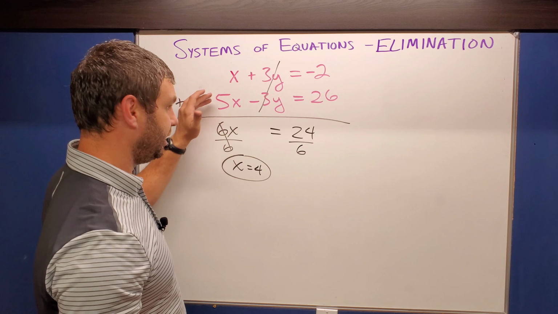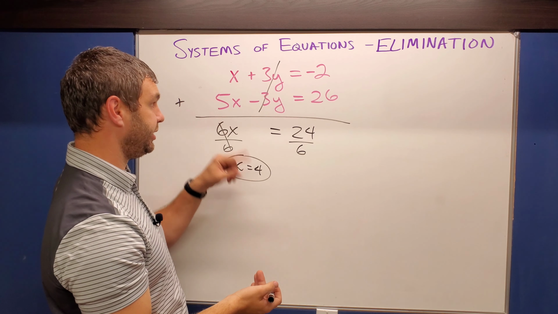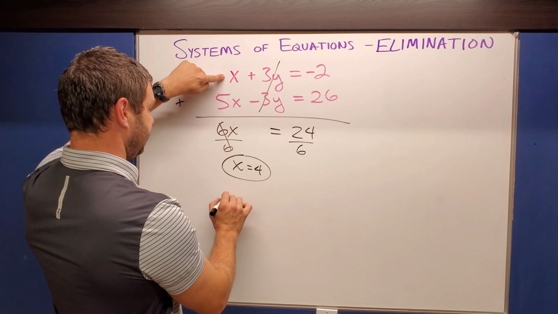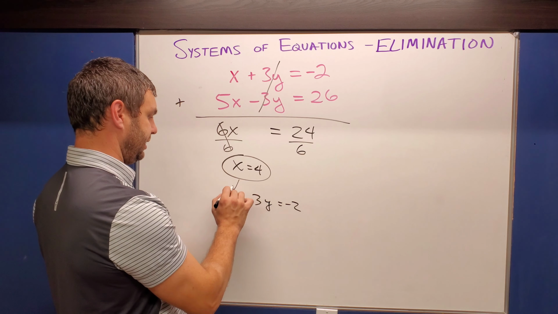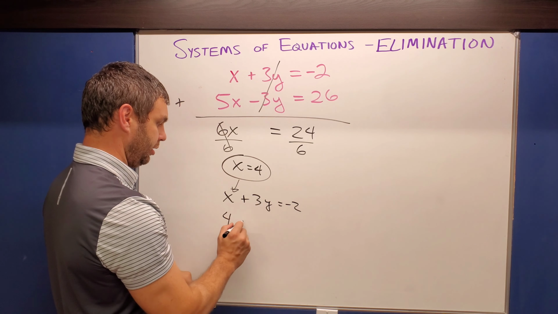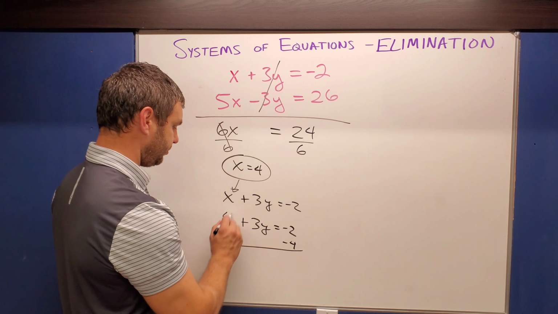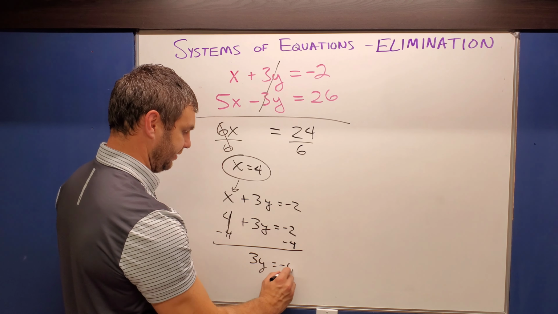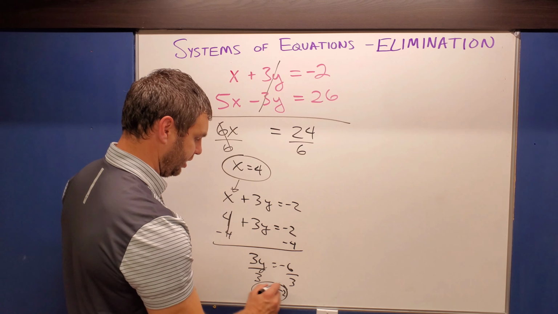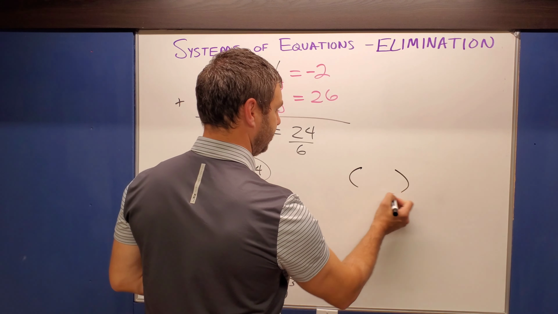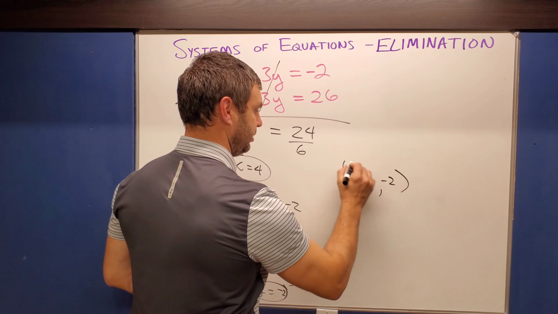Now, you can take whichever equation is easiest. Probably the top one is the easiest one to plug this back into. The top one says x plus 3y equals negative 2. So I would sub the x in right there. So it's now 4 plus 3y equals negative 2. If I subtract 4, this gives me 3y equals negative 6, divide by 3, and y equals negative 2. So my answer written as an ordered pair, x is 4, y is negative 2, and that's the answer to this one.